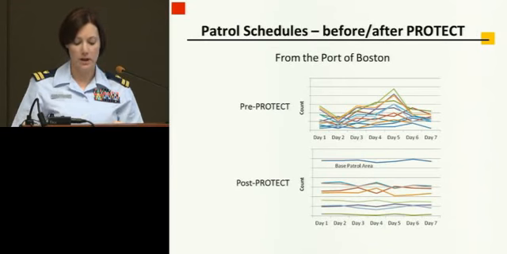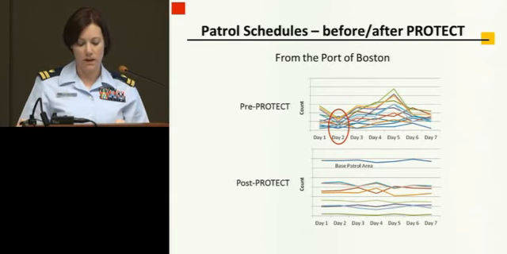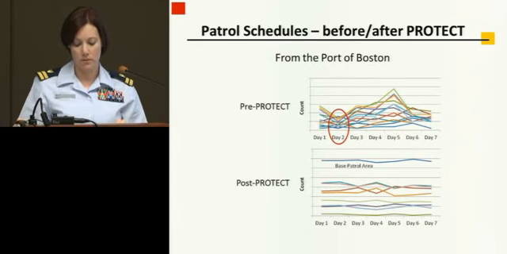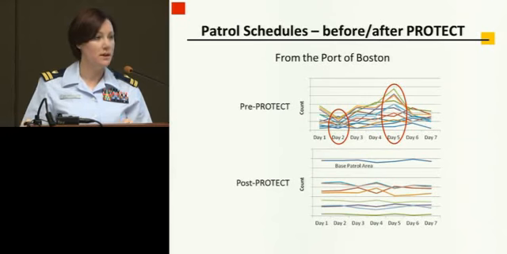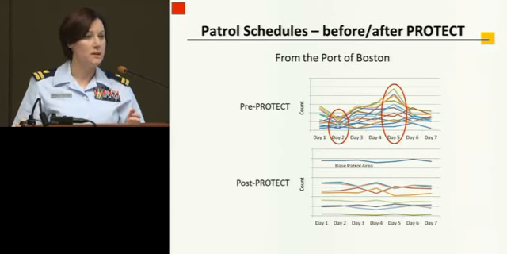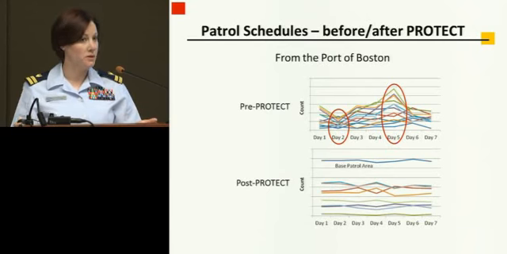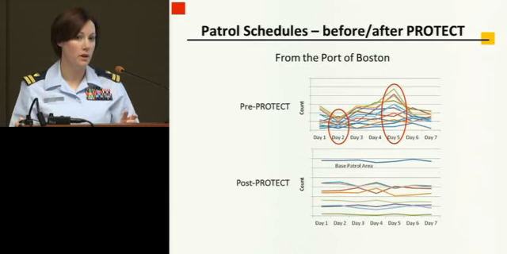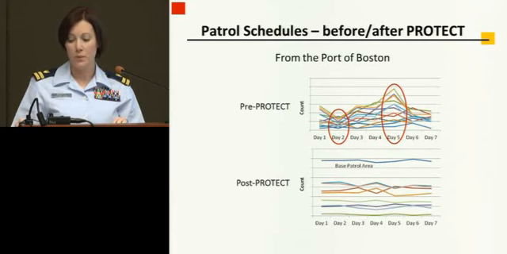In the pre-protect figure, notice a dearth in patrols. For day 2, there's a dearth of patrols, and day 5, there's an increase in the number of patrols. And the reason for that is on day 2, there were exercises and training scheduled that day, and so they couldn't conduct as many patrols on that day. Whereas day 5, Coast Guard reservists were available to come and help out and conduct more patrols on that day. This pattern goes away post-protect.